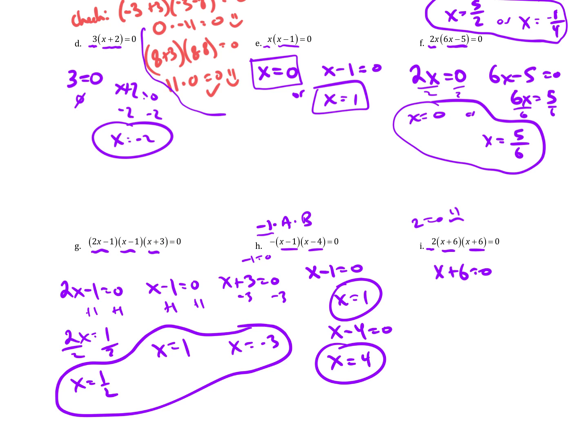And the other one's the same. I don't need to write it twice. It's just x plus 6 equals 0. I'm going to get the same answer. Subtract 6. X equals negative 6. There we go. All set.